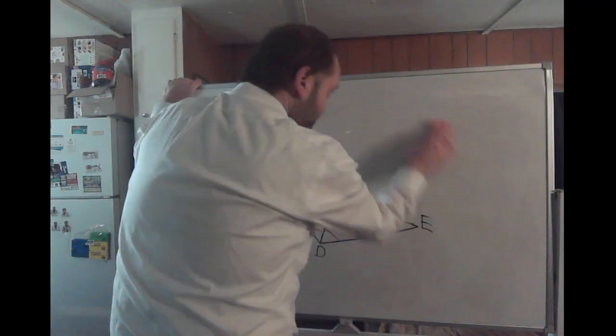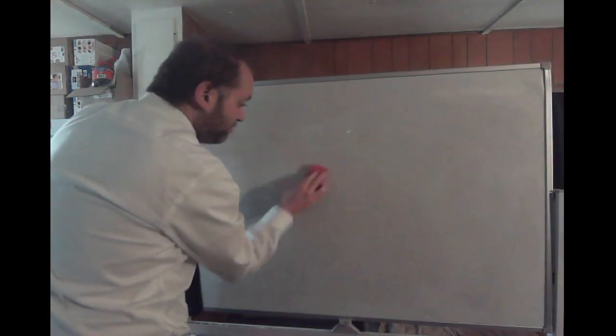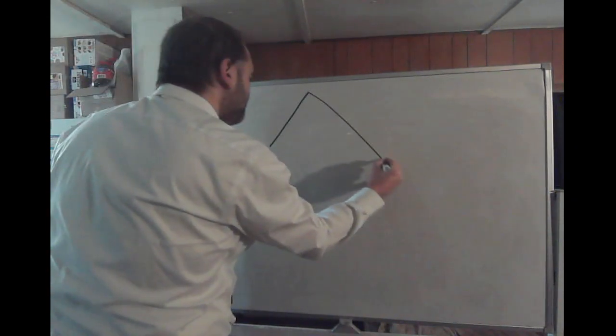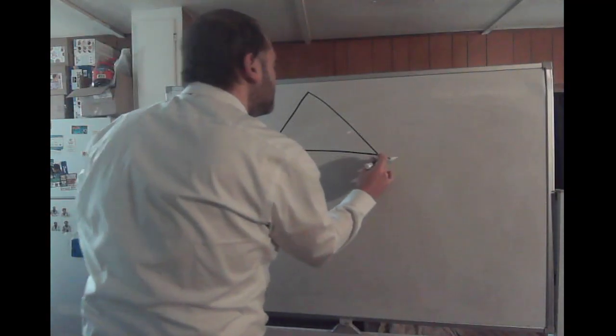And I have some exercises for this too that I will use to illustrate this theorem, the Triangle Angle Bisector Theorem. Alright. So we have a triangle here.